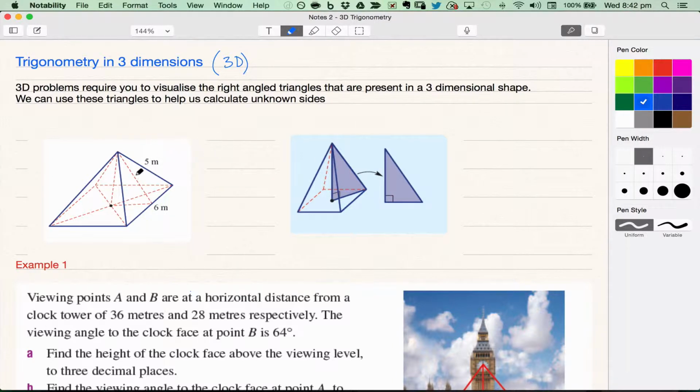What you need to do from the shape that you're given is try and visualize the right angle triangles. So a lot of this unit is about visualizing things and then putting them into place to work out how to work through the problem. You could use the triangles that you visualize to help calculate unknown sides. So we're looking for right angle triangles in the shape, so we can use our SOH CAH TOA and what we know about right angle triangles.